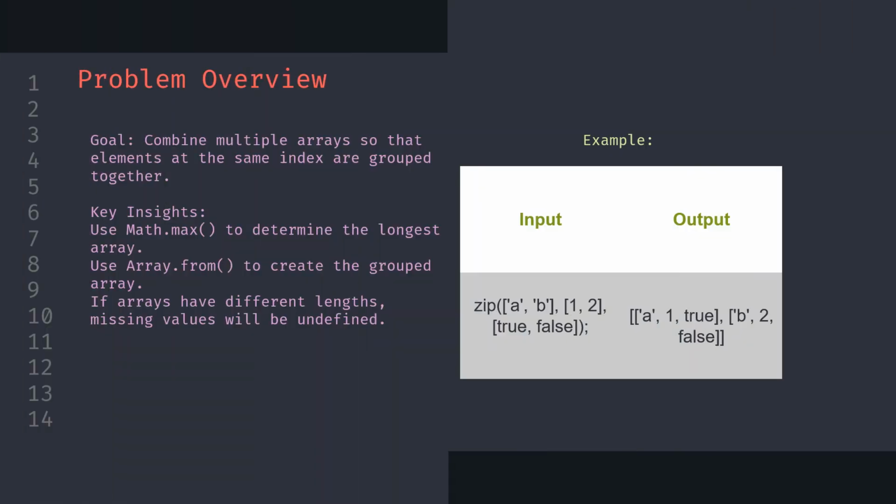We need a function that takes multiple arrays and groups the elements by index. If some arrays are shorter, the missing value should be replaced with undefined.